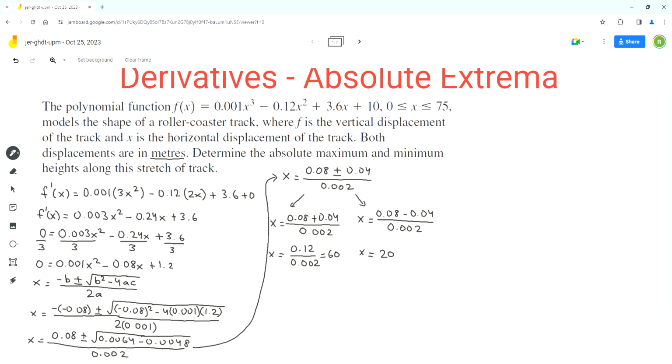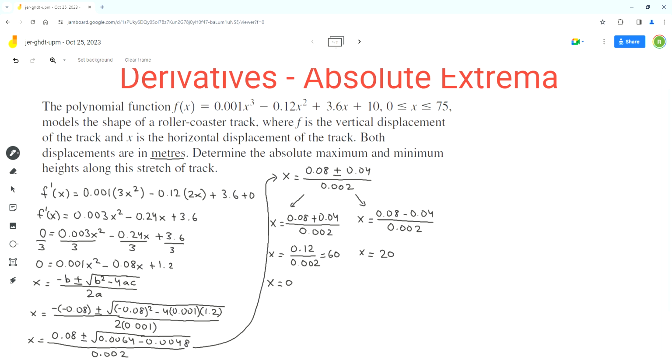Now both of these values lie in the given interval 0 to 75. That means we have to check for the absolute maximum and minimum at 4 x values: x equals 0, x equals 20, x equals 60, and x equals 75. So let's start with the first x value, x equals 0, which is the lower bound for the given interval.